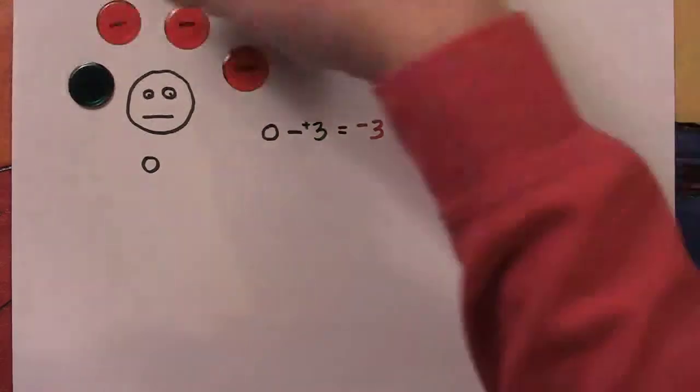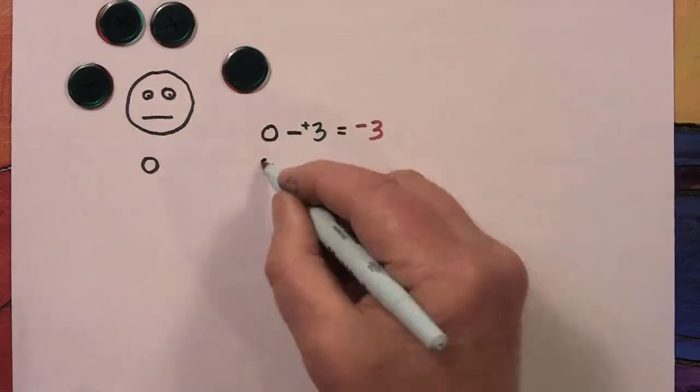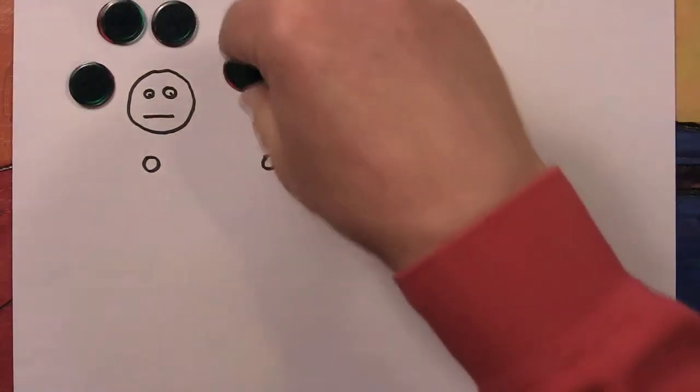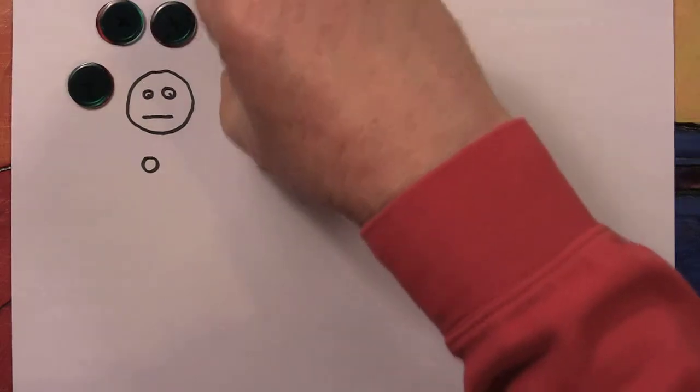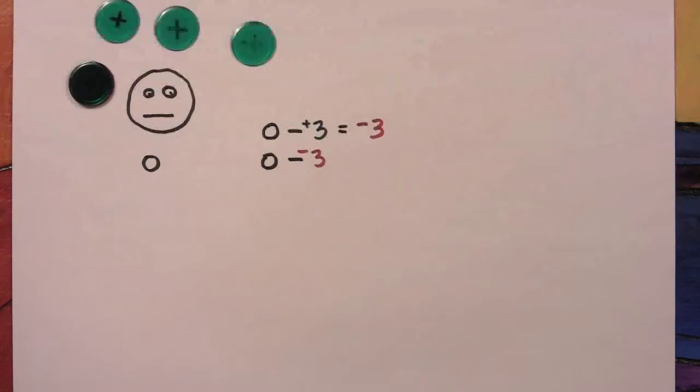Or we could take this same situation where this person is in a zero mood, and we could remove 3 negatives from this situation. Let's try that. Negatives are reds, and lo and behold, we end up with 3 positives. So it's possible to remove negatives and positives even from a zero situation. Let's look at another more vivid example of that.